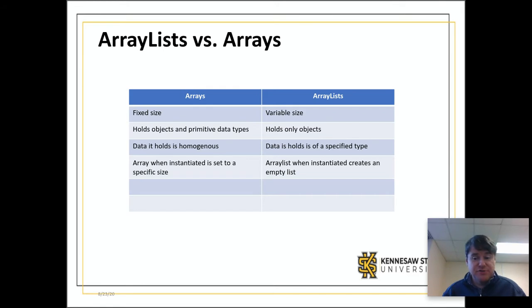Okay, so array lists versus arrays. Why do we have both? Well, the cool part of array lists is that they can grow and shrink, as I've said before, whereas arrays are just a fixed size. Array lists can hold objects, whereas arrays can hold objects and primitive types, so that's different. And to be clear, that's really only in Java. In C# they can hold primitive types. The data it holds is homogeneous. The data it holds is of a specific type. That's pretty much the same thing.